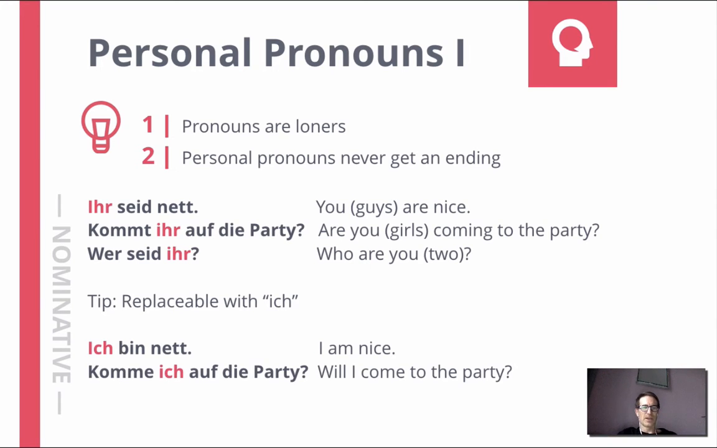Very simple. Komme ich auf die Party? You wonder whether you will come to the party. Wer bin ich? Who am I? So this is all doable, and that's why you could easily just use the ihr without an ending. Don't worry about this little shortcut. I will give you an even simpler approach to this, but this is already quite helpful.